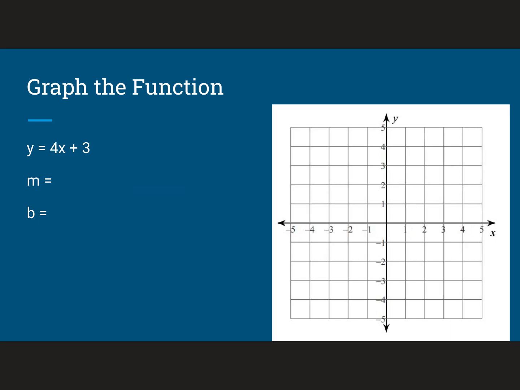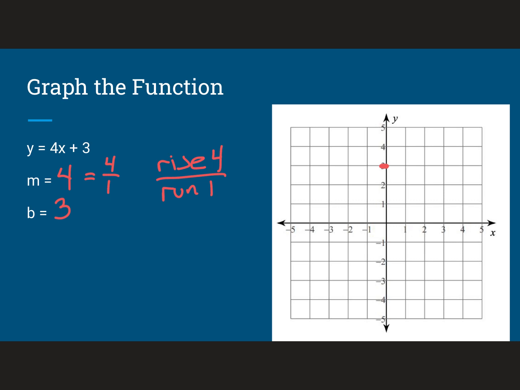So, here, my slope is 4. My y-intercept is 3. So first thing I need to do is put a dot at my y-intercept. My y-intercept is 3, so I put a dot at 3 on the y-axis. My slope is 4, but I'm used to seeing slope as a fraction, so I'm going to rewrite that as a fraction. 4 is the same thing as 4 over 1. So my rise is 4. My run is 1. But I can't go up 4 from where I'm at. So I'm going to have to go down 4.